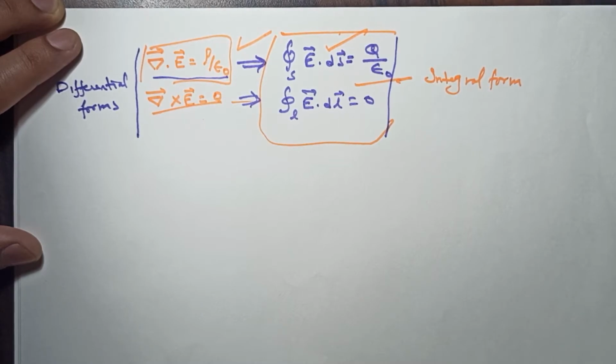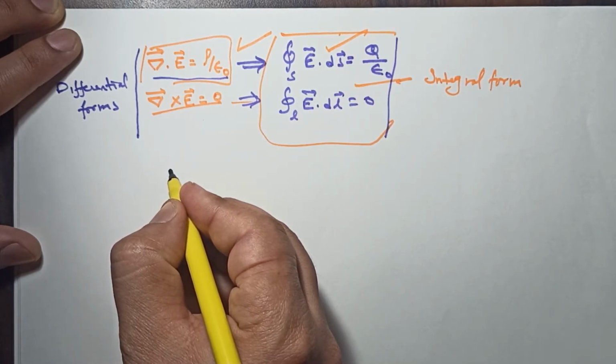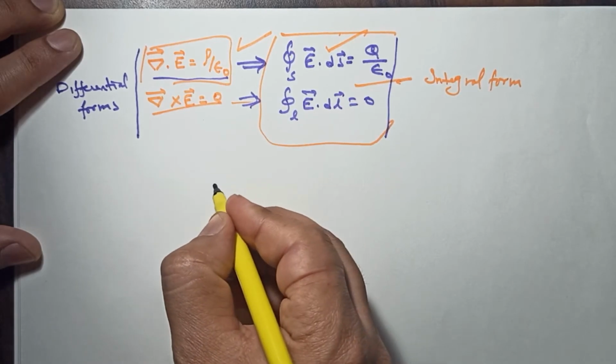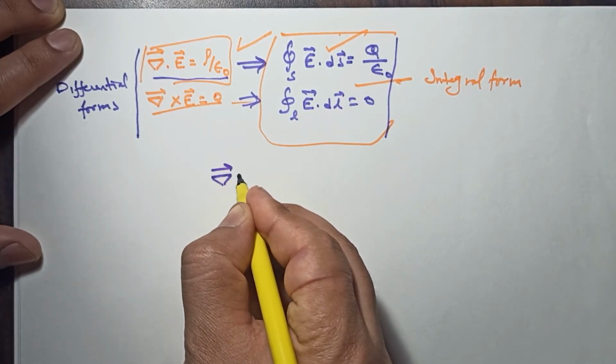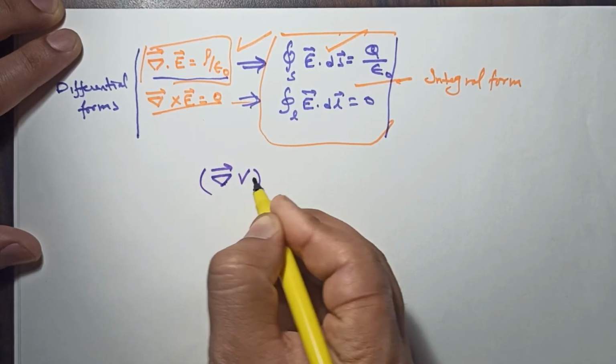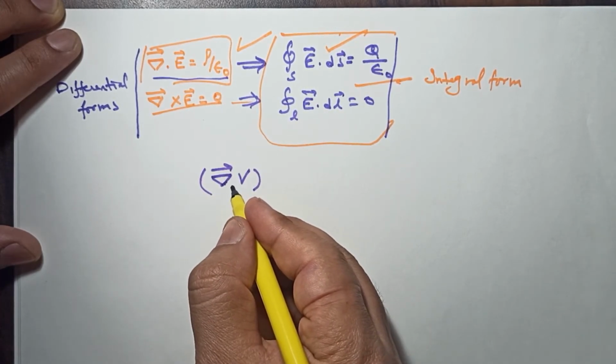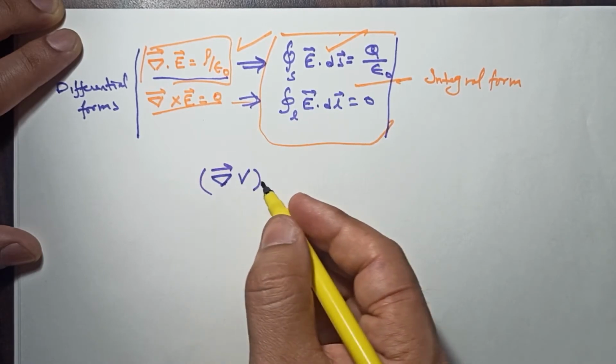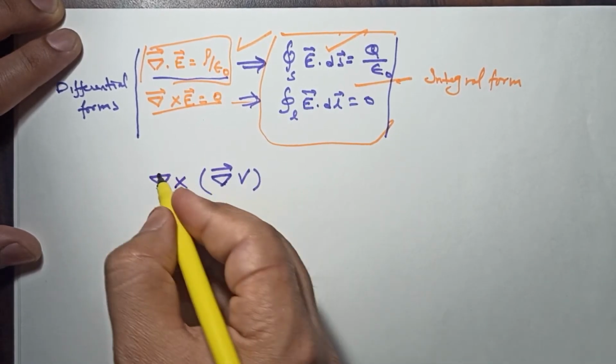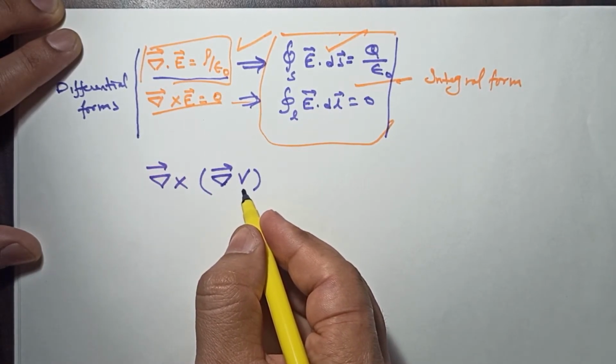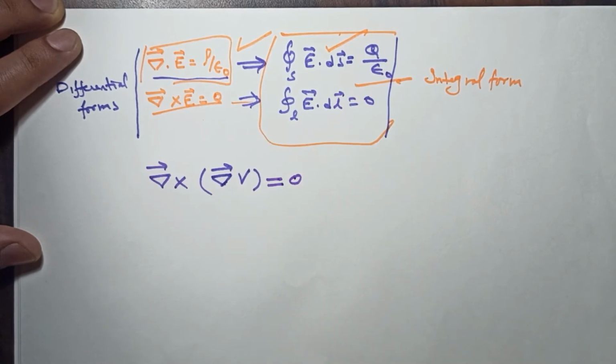Okay, now let us recall a vector identity: the curl of the gradient of any scalar field is identically 0. If you take the curl of the gradient, let us say del V is the gradient of this scalar field. Okay, no simple multiplication with the scalar quantity. If you take the curl of the gradient of any scalar quantity, that is equal to 0. This is the vector identity. We are not going to prove it, but it's true.